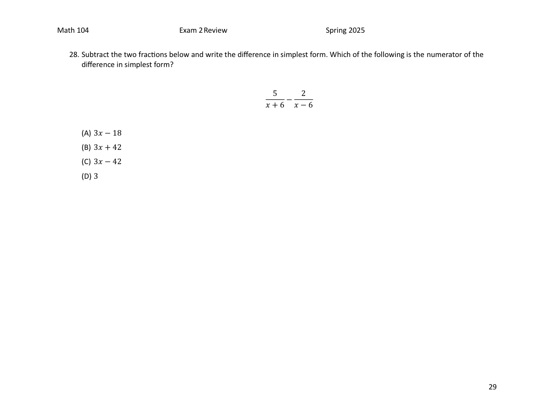Subtract the two fractions and write the difference in simplest form. Okay, so these two fractions do not have the same denominator, so I need to give them a common denominator in order to be able to do the subtraction. So I have 5 over x plus 6 minus 2 over x minus 6.